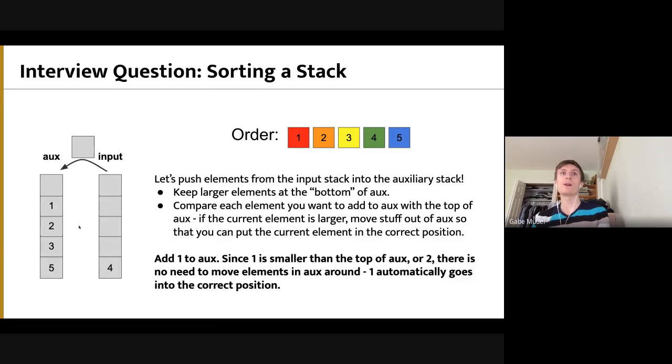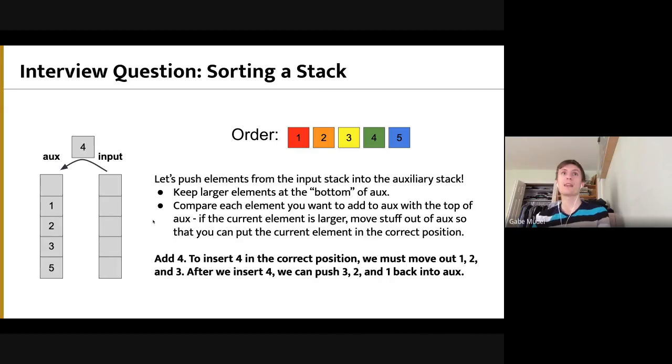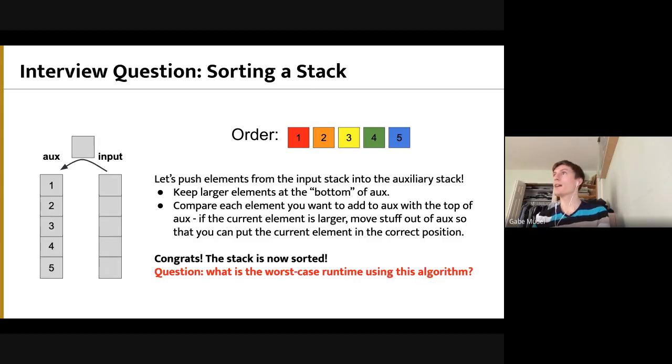Now we can put 1. 1 goes in cleanly because we had a 2 at the top, so we're fine. Now we have 4. 4 doesn't go in cleanly, so we have to take 1, 2, and 3, pop them off, and then put 4 in, and then go put them all back. And now we're in a really good spot.